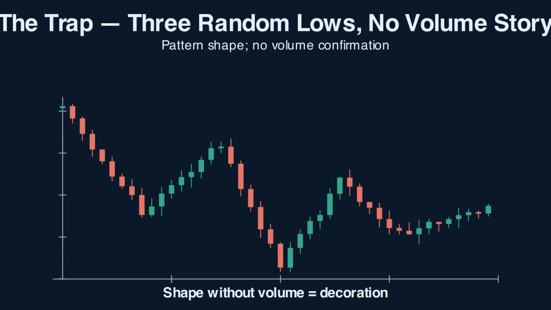Volume is flat through the entire pattern, no clear peak on the left shoulder, no expansion on the right, no surge on the neckline test. When the breakout fires, it's on light volume and fails within bars. Same trader treating this as a real pattern took the long, got stopped out. The structure looked right, the volume profile said the pattern wasn't real. Without volume confirmation, 3 lows are just 3 lows.